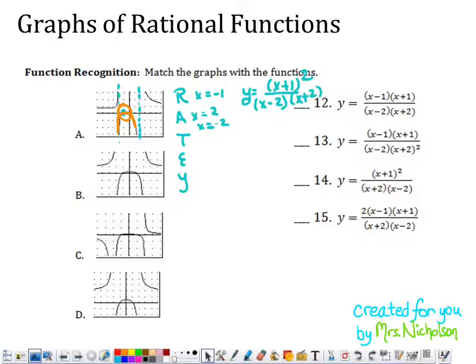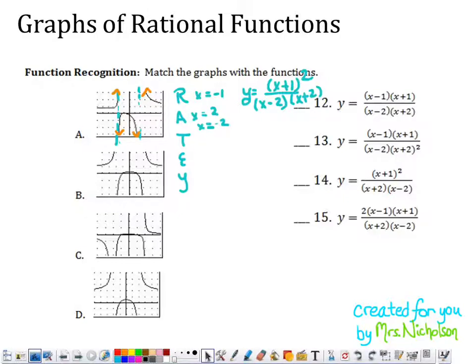Now togetherness, we're looking to see if our graph comes together around either of the asymptotes, and it does not. Right here at our first asymptote, the graph is going up on this side and going down on this side. And then at the second asymptote, we're going down here and going up over here. So we don't have any togetherness. So the only thing we have squared is that factor in the numerator.